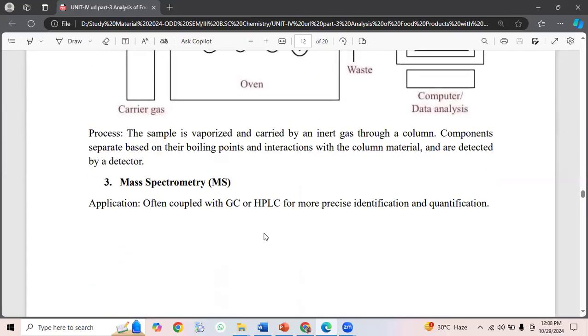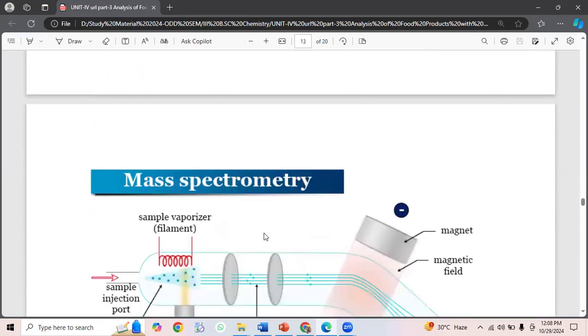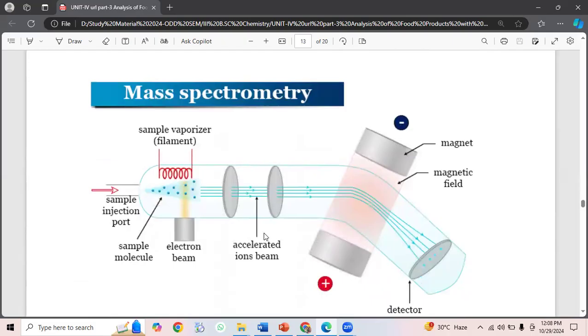The next one is mass spectrometry. What is mass spectrometry? We already know the diagram for mass spectrometry. This is an analytical technique used to identify the composition, structure and properties of chemical compounds by measuring the mass to charge ratio of ions.